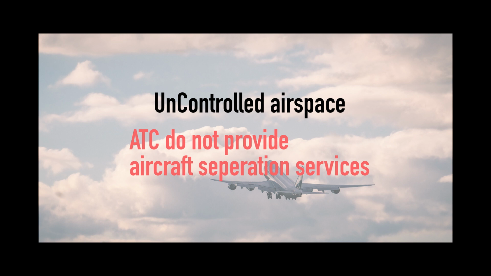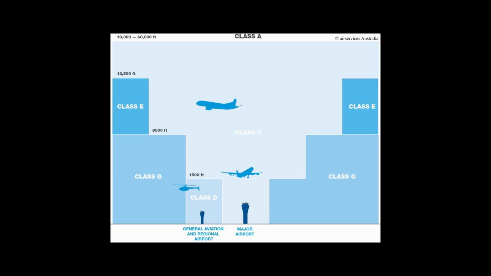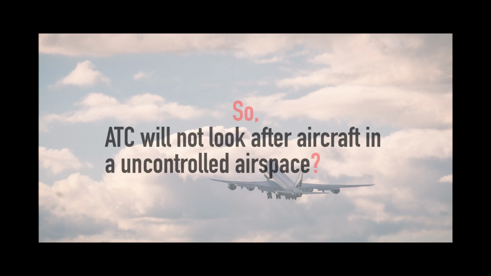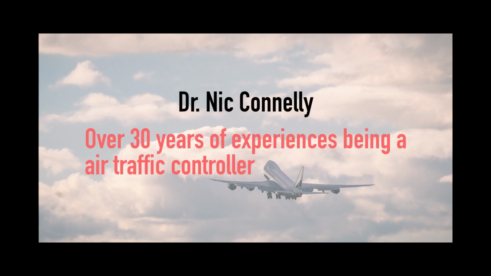Uncontrolled airspace is the airspace where ATC do not provide aircraft separation service. Aircraft may not be visible to ATC, and it might be located underneath or adjacent to a controlled airspace. So, does it mean all aircraft flying in an uncontrolled airspace will not be looked after by ATC? Let's invite Dr. Nic Connelly, who has over 30 years of experience as an air traffic controller, to tell us more about uncontrolled airspace.